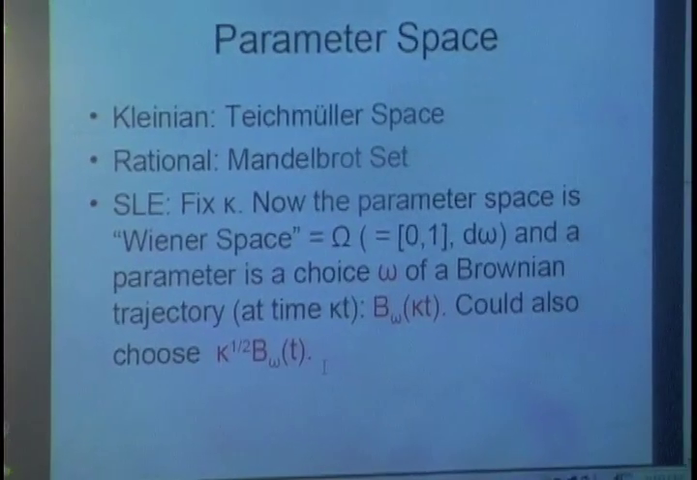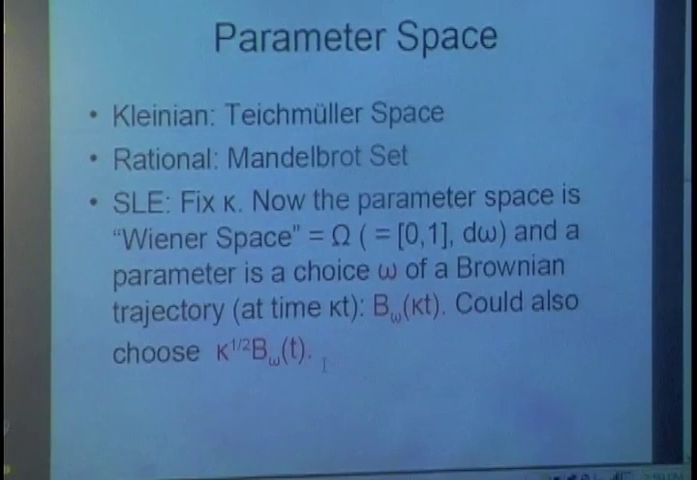Okay, so now let's talk about the parameter space. So again, an example in the Kleinian world is Teichmuller space, and in the rational world, the Mandelbrot set for z squared plus c. And let's be a little more careful now about the analog for SLE. So we fix kappa, and now the parameter space that we're given is Wiener space. It's called capital Omega. And you can regard it as the unit interval with Lebesgue measure on it, d omega. And a parameter is simply a choice of Brownian trajectory.